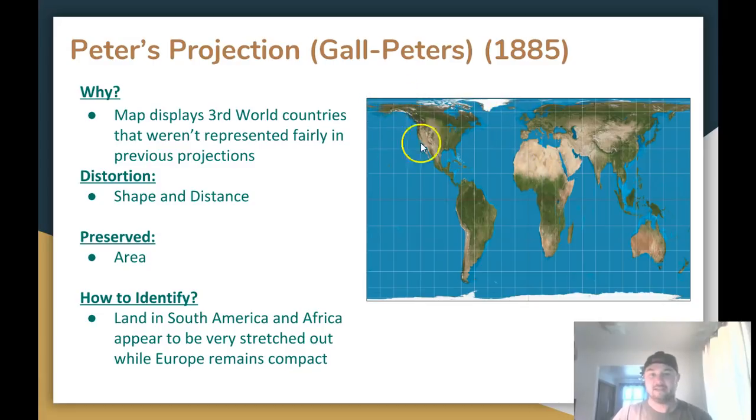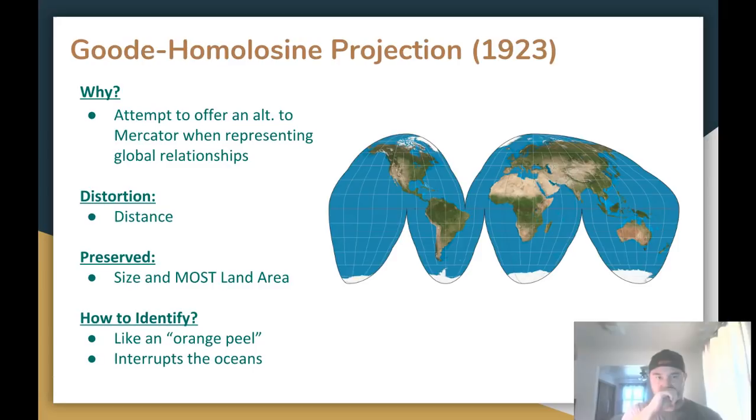As you can see, Alaska is roughly now the same size as Mexico, which is more in line with what it really is. Where if you look at the Mercator map, Alaska looks really big. Okay, so how do you identify it? Look for those elongations, and then at the poles, things start squishing up a little bit more.